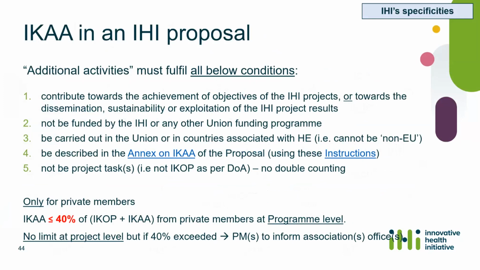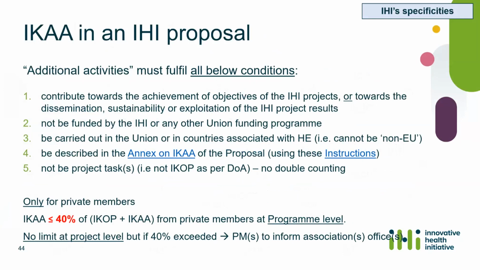Secondly, it should not be funded by IHI or any other Union funding program. Thirdly, it should be carried out in the Union or in one of the associated countries, so it cannot be non-EU. Fourth, it should be described in the annex on IKAA, which is an annex of the proposal. And fifth, it should not be project tasks, because otherwise it would be considered as ICOP, and we need to avoid double counting here. So those are the 5 key conditions to be fulfilled to have additional activities.